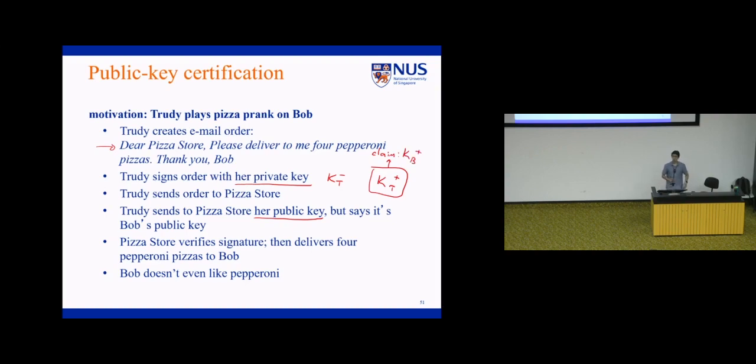But if you do not use a message authentication method in sending your public key, the receiver has no way of verifying that this is indeed Bob's public key. And then the pizza store can verify the signature because you can verify any signature signed with KT minus using KT plus. And because the verification goes through, the pizza store doesn't suspect anything, and Alice delivers 4 pepperoni pizzas to Bob. But Bob may not even like pepperoni pizzas.